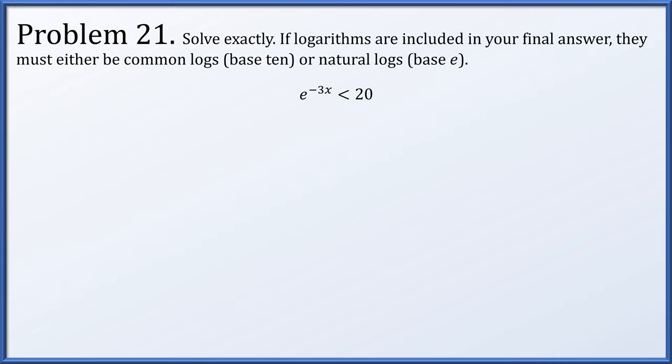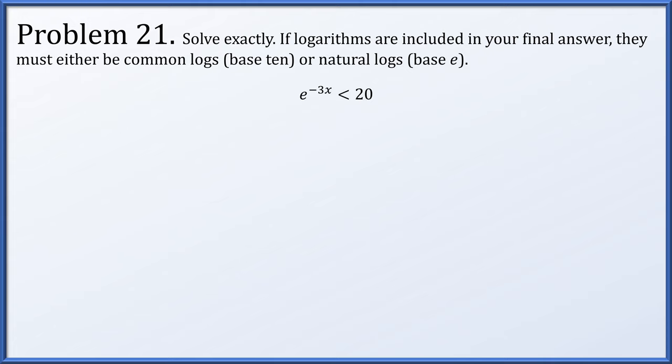In problem 21, we're going to exactly solve an inequality. If logarithms are to be included in the final answer, they must either be common logs, i.e. base 10, or natural logs, i.e. base e. Well, since our expression has e to the negative 3x is less than 20, I'll give you one guess between logs of base 10 and base e, which is more likely to show up.